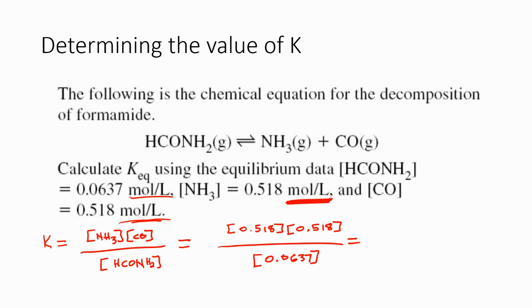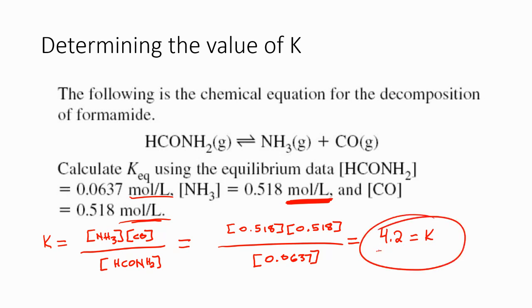I'm going to calculate my value now of K. So in my calculator, I say 0.518 times 0.518 divided by 0.0637, and I get an answer of 4.2. 4.2 does not actually include any units. Traditionally, equilibrium constants are written without units. That's an important thing to know.